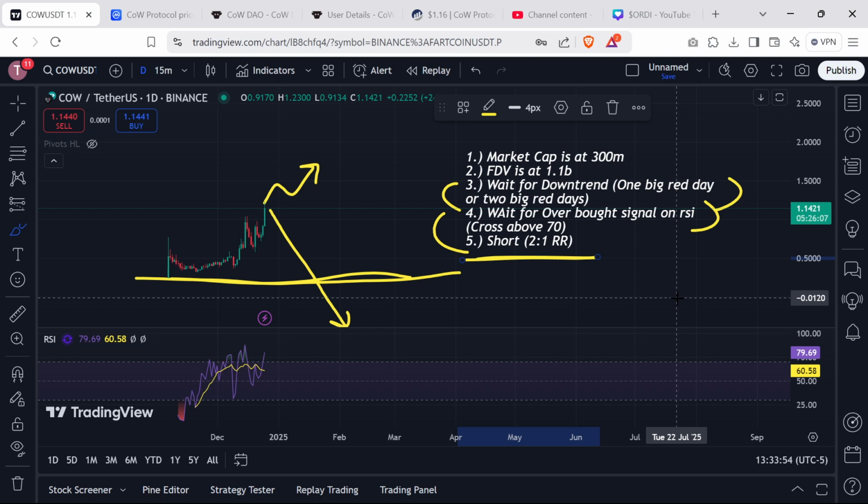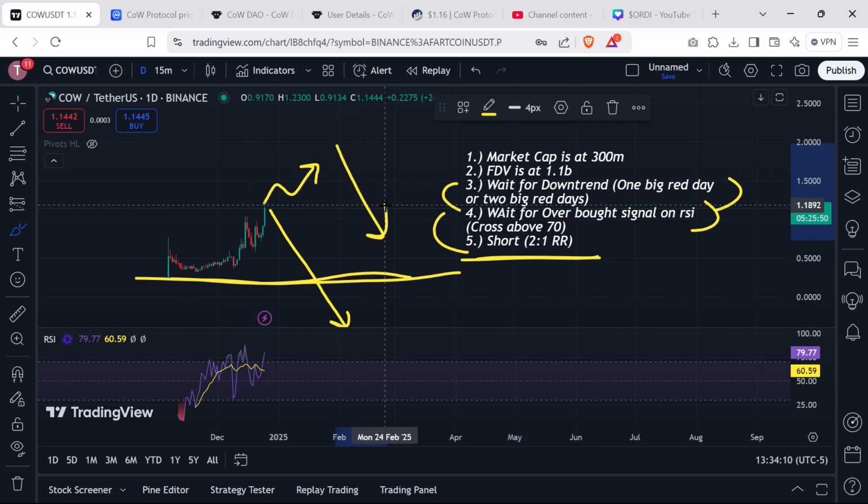Cow Protocol, definitely at this point, it's very difficult for me to recommend a buy. During this bull cycle, yes, it might continue going up, but in a few months, in a few weeks, maybe, as soon as we get a downtrend, these coins can go down very easily. So until then, trade safe out there.